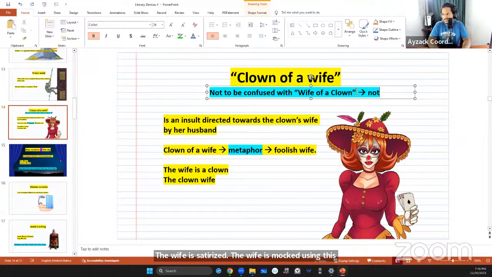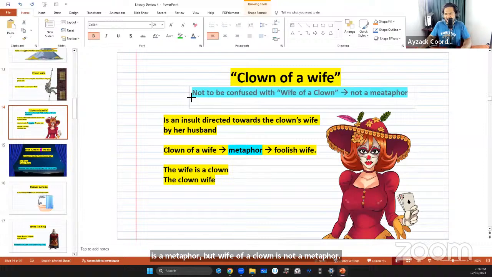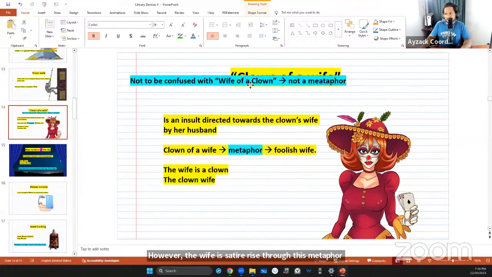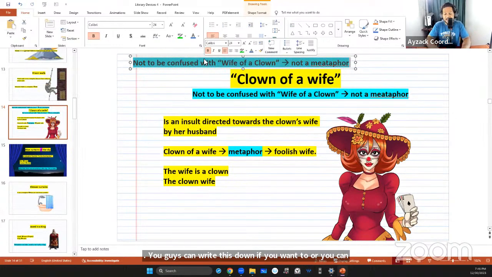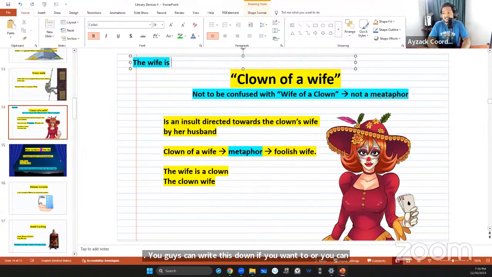Let's talk about that. Not a metaphor. Clown of a wife is a metaphor, but wife of a clown is not a metaphor. However, the wife is satirized through this metaphor. You guys can write this down if you want to, or you can screenshot this. The wife is satirized.